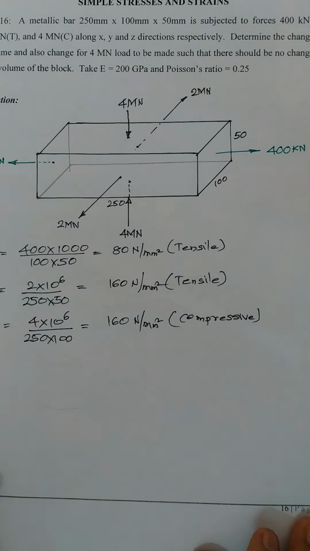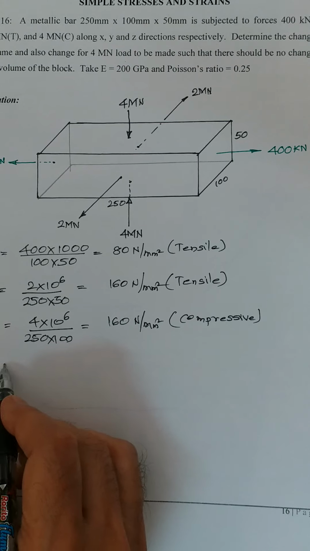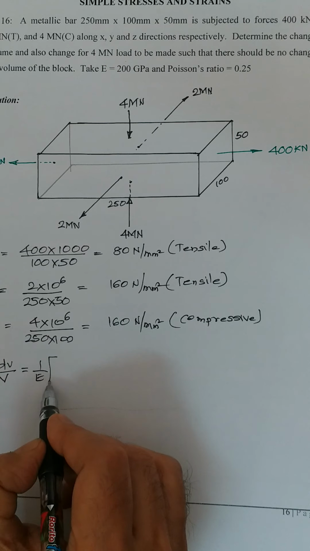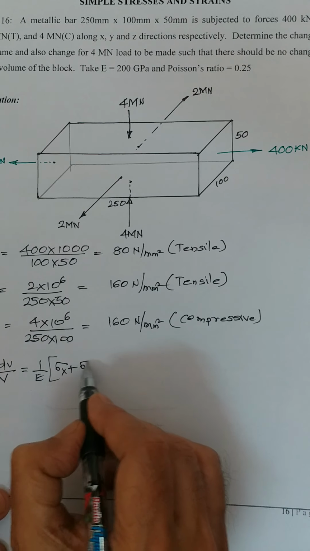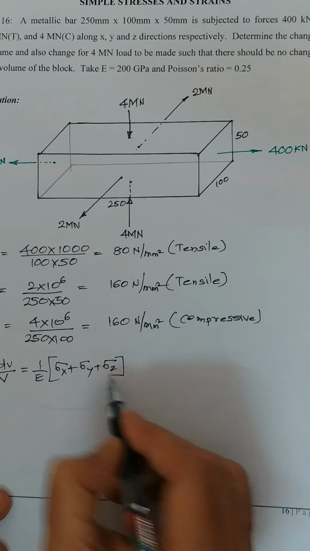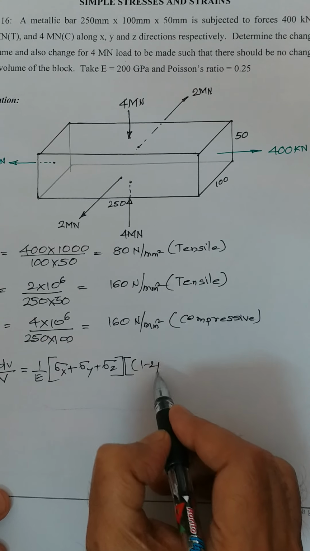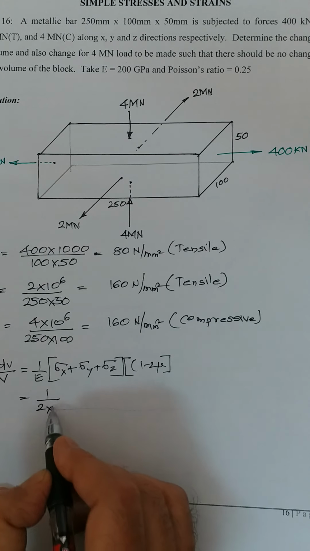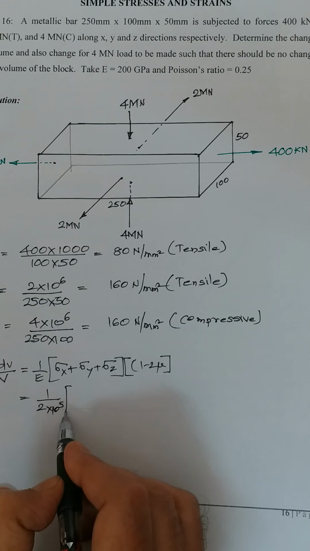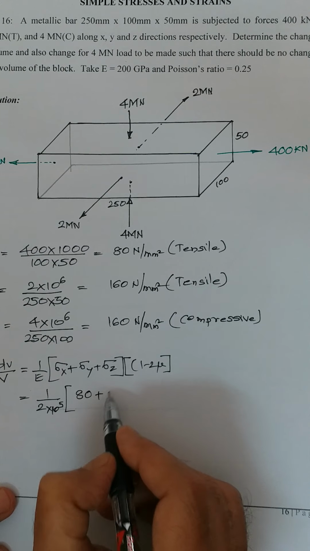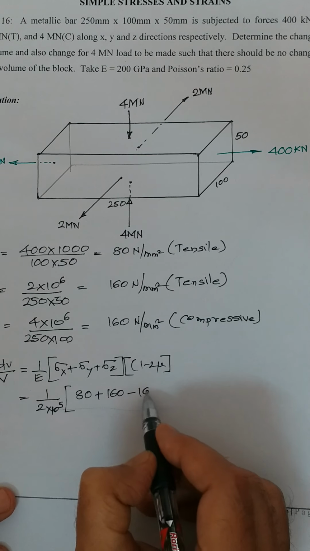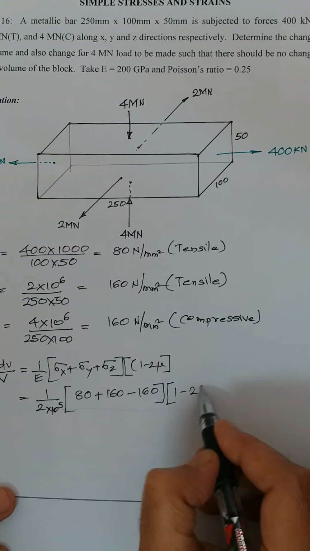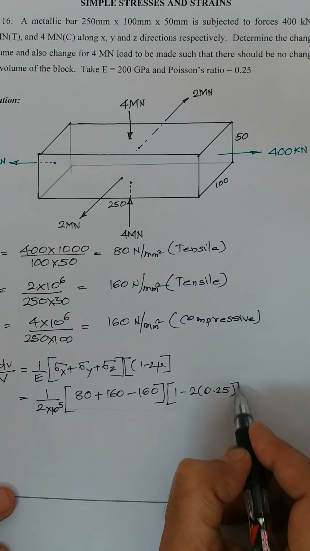Okay. Now we are required to find the change in volume. So change in volume, delta V by V, is equal to 1 by E into sigma x plus sigma y plus sigma z into 1 minus 2 mu. Substituting the values, we have 1 by 2 into 10 raised to 5 into 80 plus 160, and minus 160 because it is compressive, into 1 minus 2 times mu. Mu is 0.25.